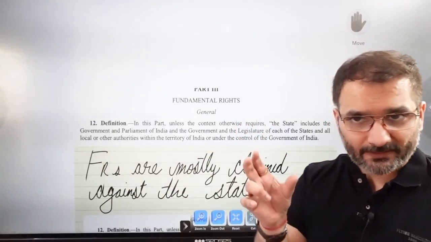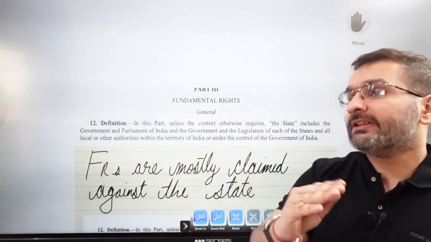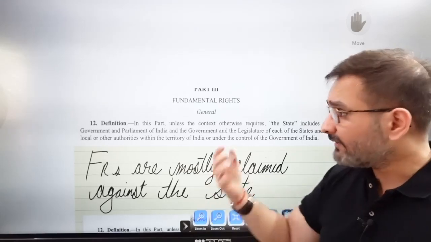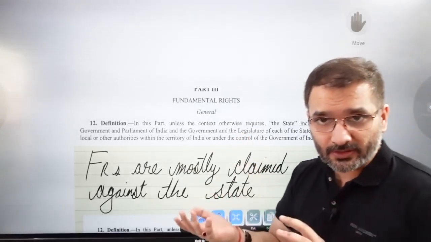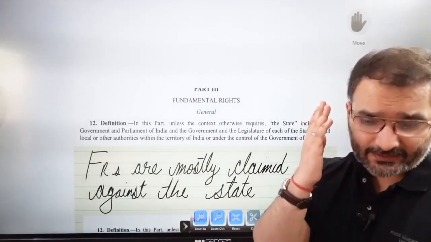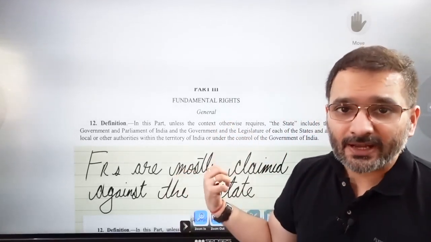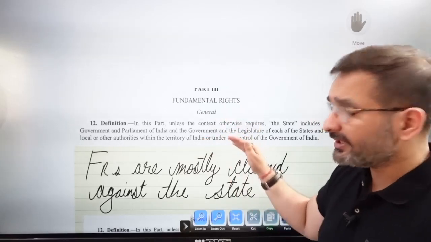So, any question that pops up in the law optional regarding what are the limitations of state as defined in Article 12, how is state defined in Article 12, what is the relation between, let us say, local authority and state, whatever, anything that relates to state and Article 12 slash fundamental rights, you're going to be writing this answer. So, this is particularly about Article 12.